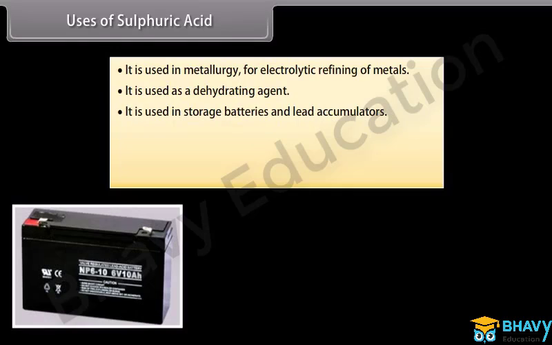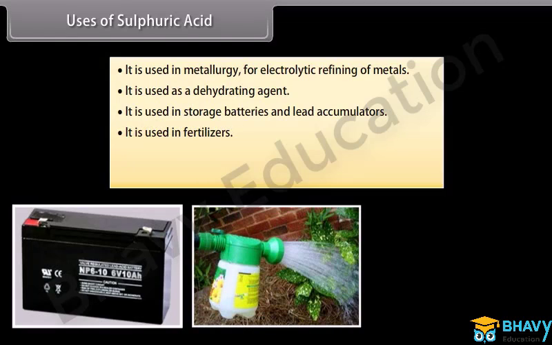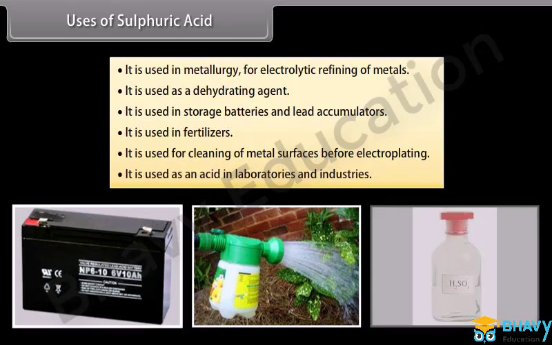It is used in storage batteries and lead accumulators. It is used in fertilizers for the preparation of ammonium phosphate, ammonium sulfate, and superphosphate of lime. It is used for cleaning of metal surfaces before electroplating. It is used as an acid in laboratories and industries.